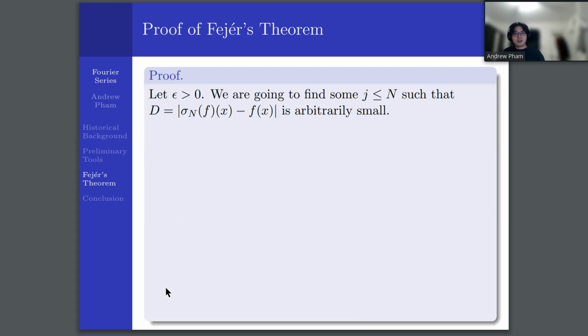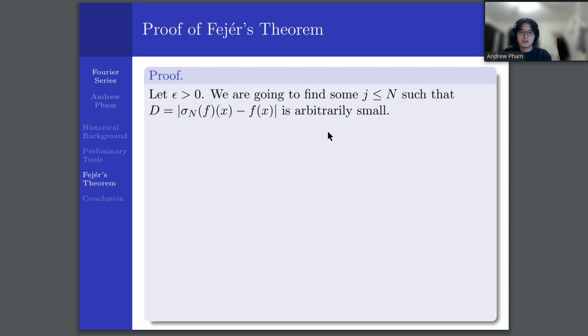So first, from our analysis, since we're proving uniform convergence, by definition of limit, we're going to have some epsilon greater than 0, such that we find some index j that is going to be less than or equal to n, such that the distance between the Fejér means and f become arbitrarily small, or less than some epsilon.